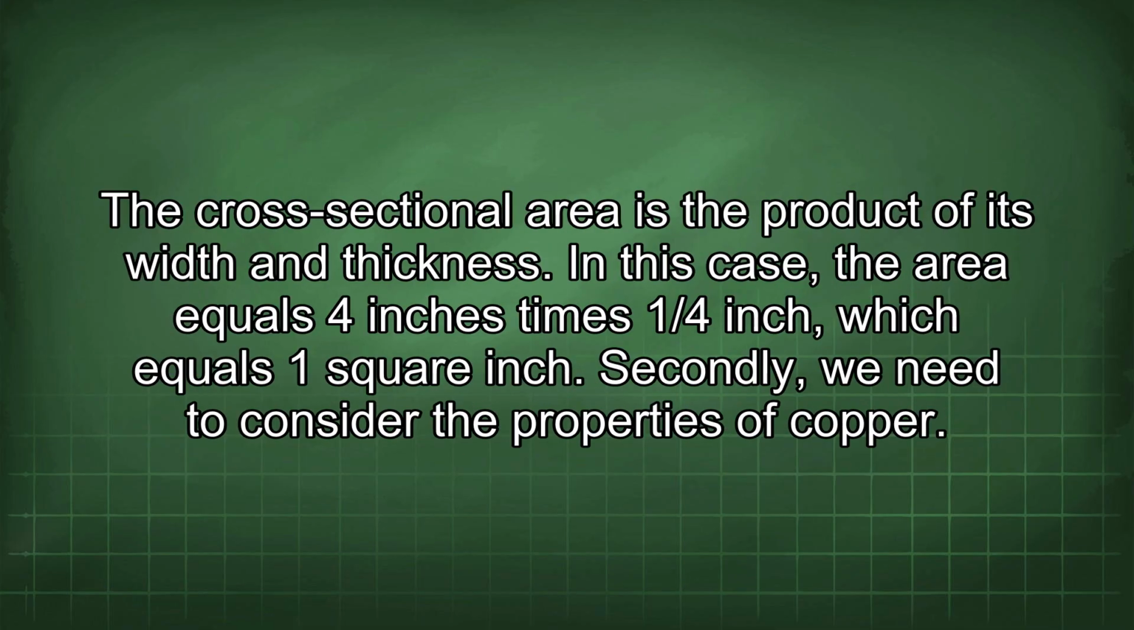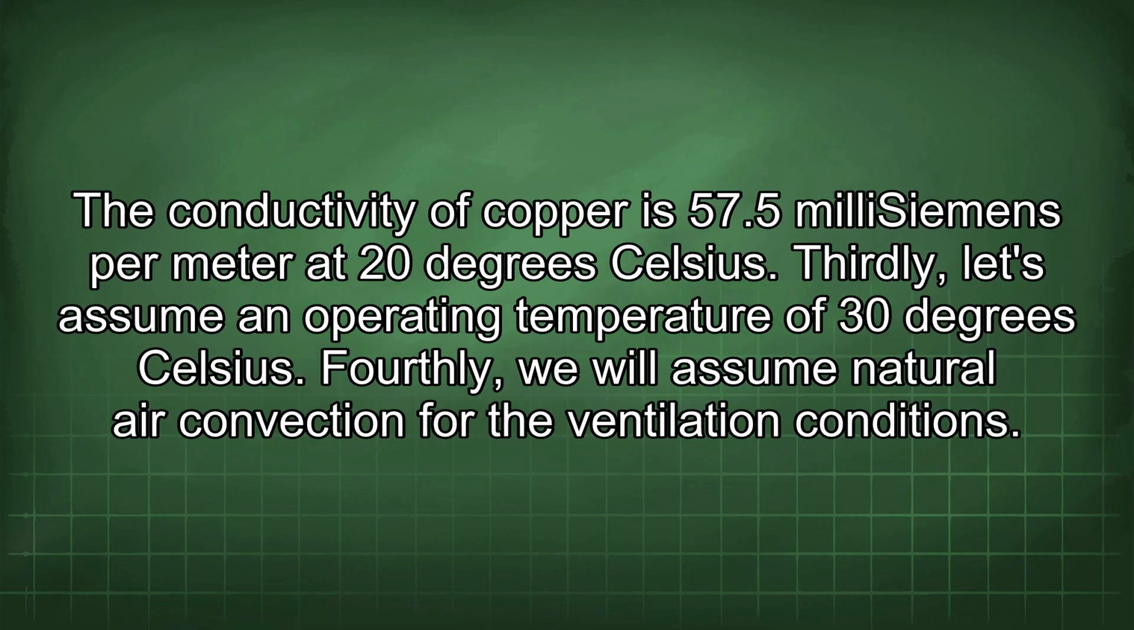The cross-sectional area is the product of its width and thickness. In this case, the area equals 4 inches times 1/4 inch, which equals 1 square inch. Secondly, we need to consider the properties of copper. The conductivity of copper is 57.5 millisiemens per meter at 20 degrees Celsius.